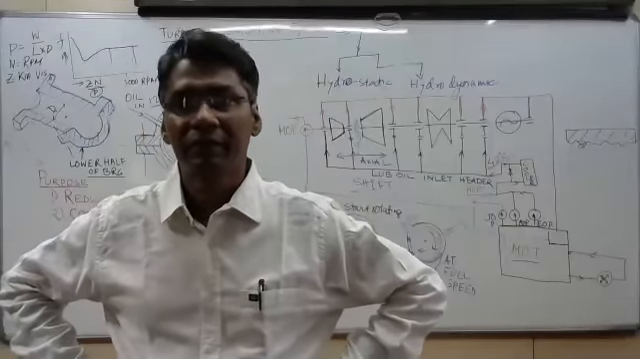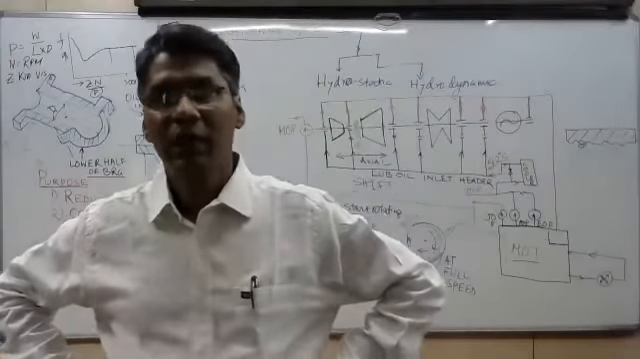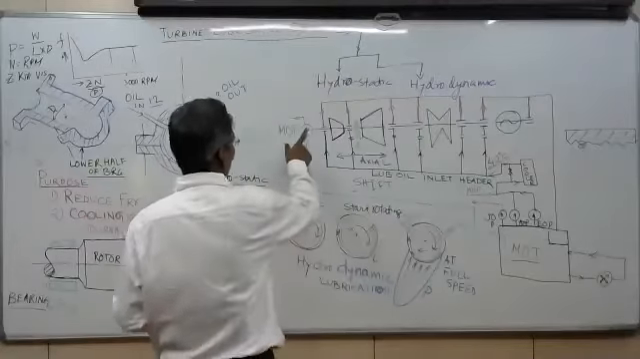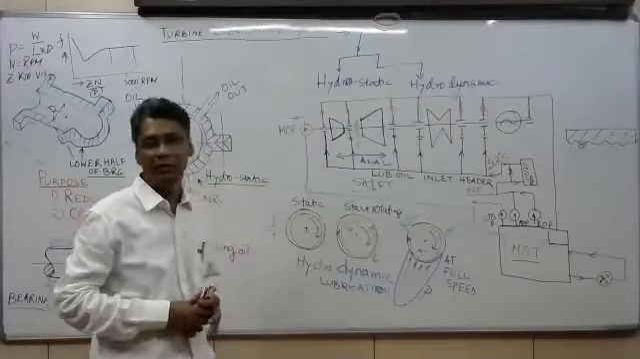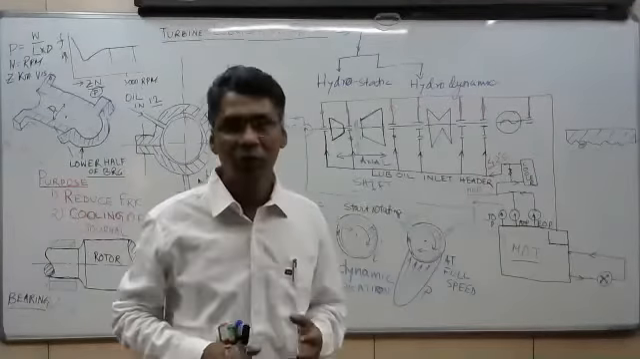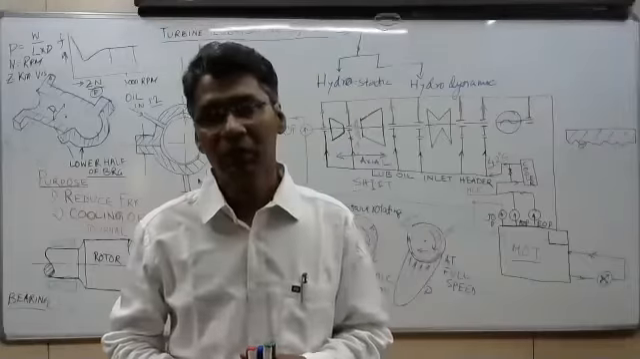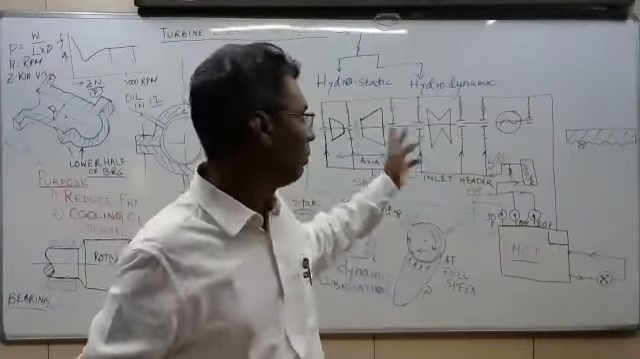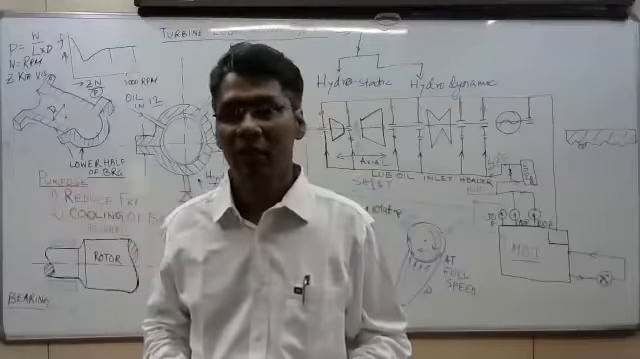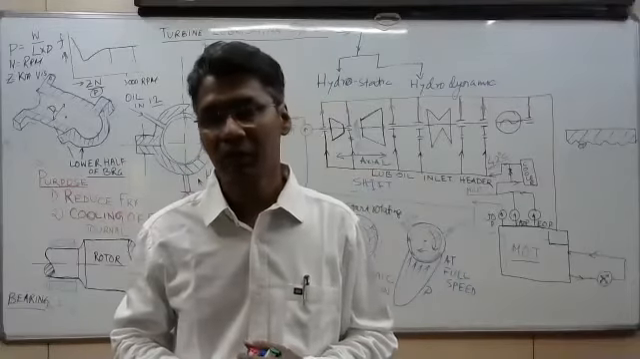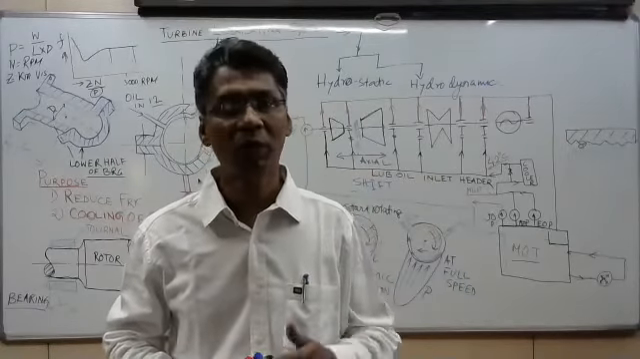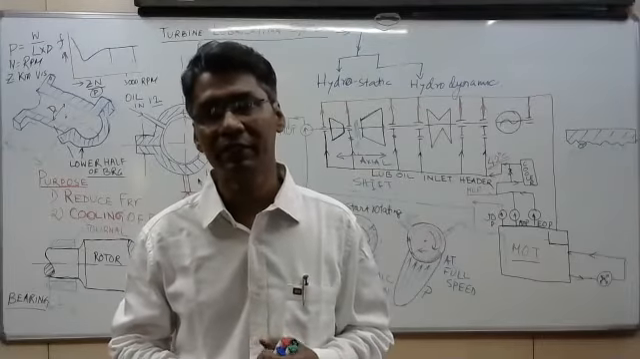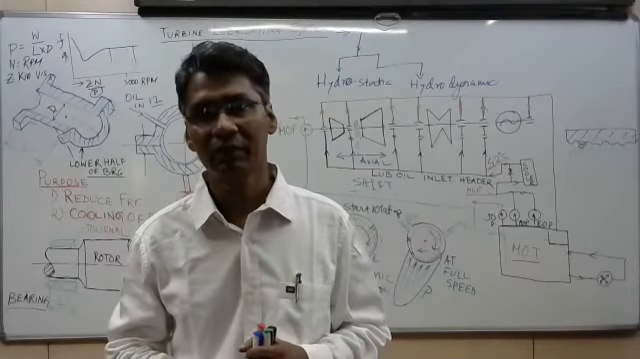See, MOP, main oil pump, is mounted over here. Up to 2800 RPM the oil supply is taken from the AOP. Once the 2800 RPM process is over, the AOP will stop and the MOP will take over automatically. We don't have to change; automatically it will change over.